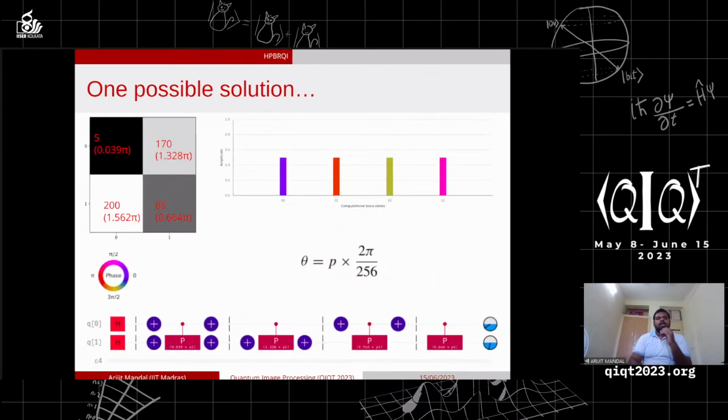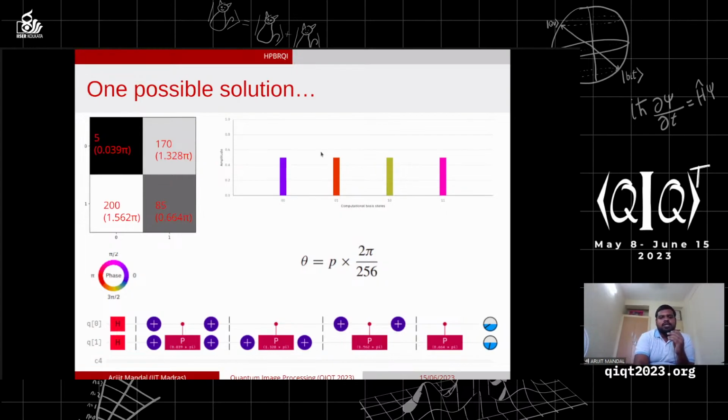Now let's talk about the color information. As I told you, we can represent the color information in phase. To do this, one possible solution is to first change your color value to some angle using this formula. Here we show a small 2 cross 2 image. These are the pixel values 5, 170, 285, and these are the corresponding angles obtained from this formula. The easiest thing is to use a controlled phase gate for each pixel, and you are able to represent the pixel information in the phases.